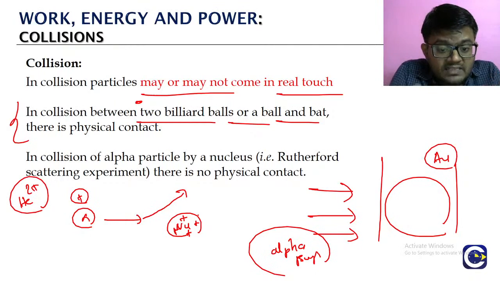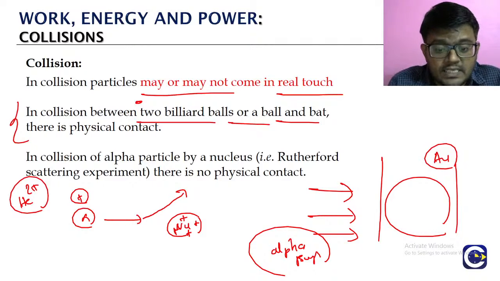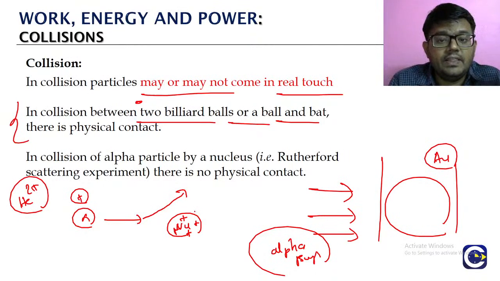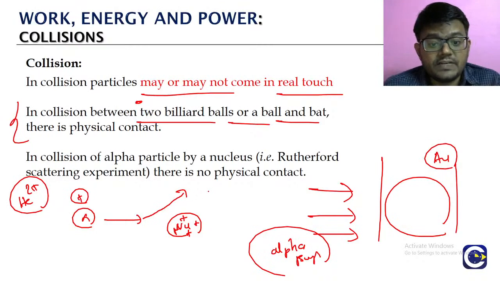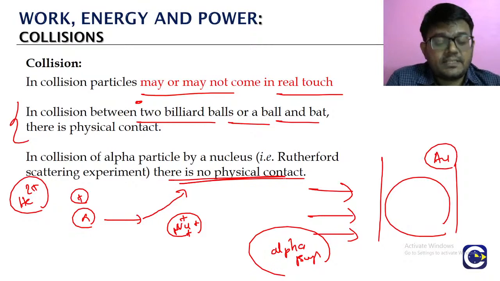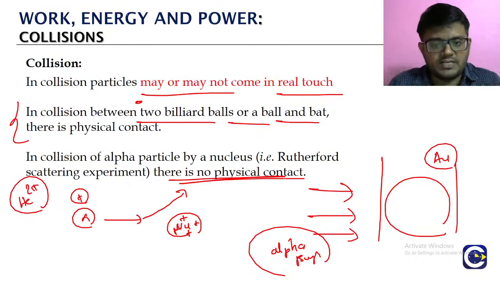Because there is an impact. The impact is not necessarily a physical impact. When the alpha particle is going towards the nucleus, there is an impact that they both create, and the alpha particle actually gets deviated. So this is an example of a collision where there is no physical contact. So how do we think of a collision? It is two objects impacting each other, more particularly, impacting the motion of each other. Okay.